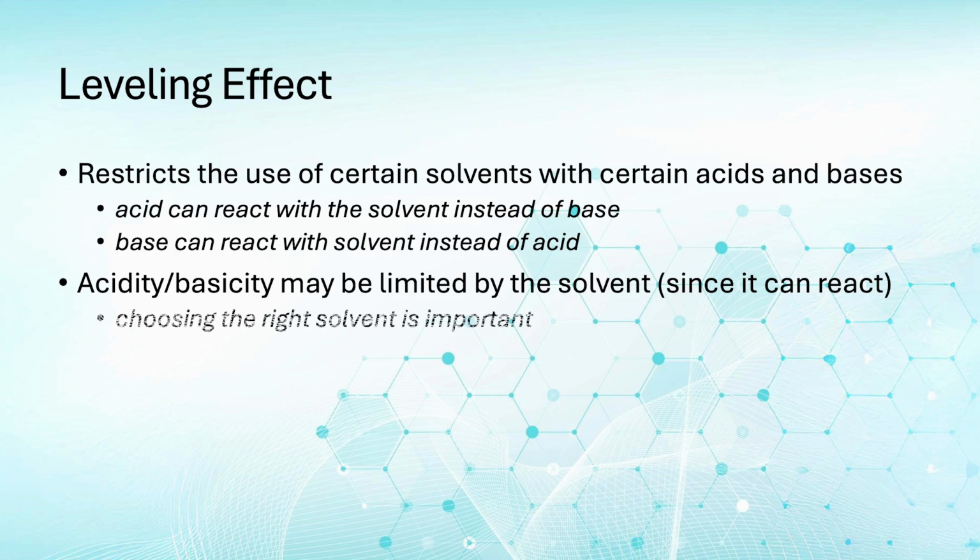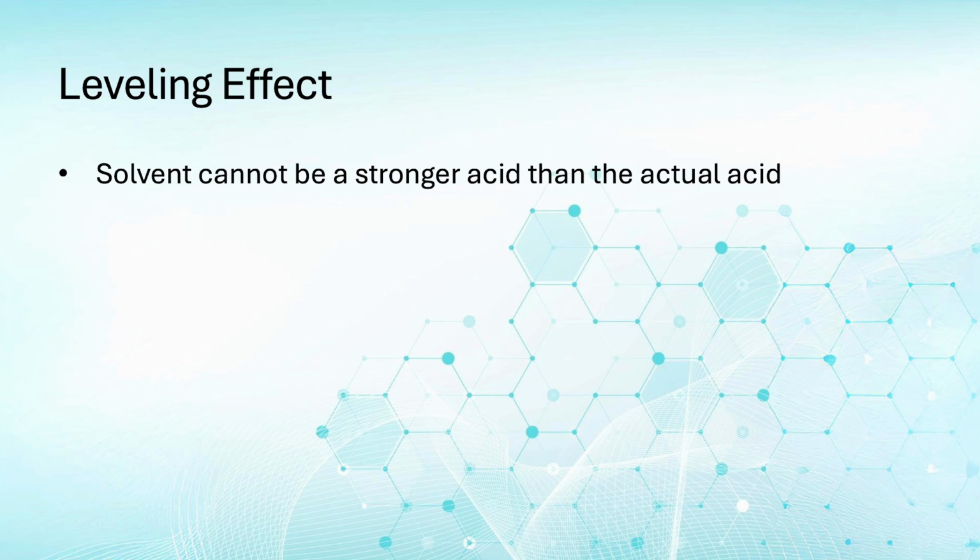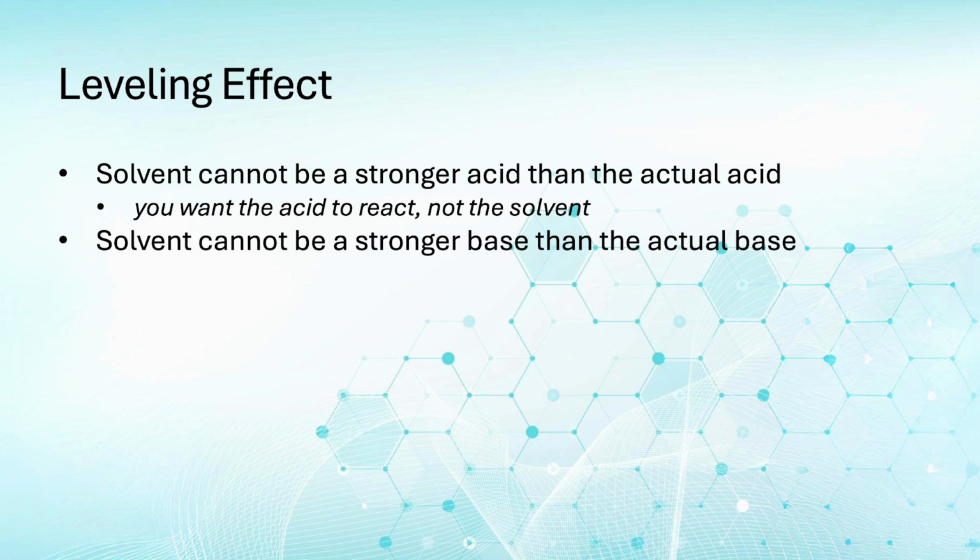We need to be careful when setting up or choosing a solvent for the acid-base reaction. You need to be aware that the solvent cannot be a stronger acid than the given acid of the reaction. This is because when the reaction occurs, the solvent ends up reacting with the base instead of the given base. Also, the solvent cannot be a stronger base than the given base. Similarly, when the reaction occurs, the solvent will end up reacting with the acid instead of the given acid.